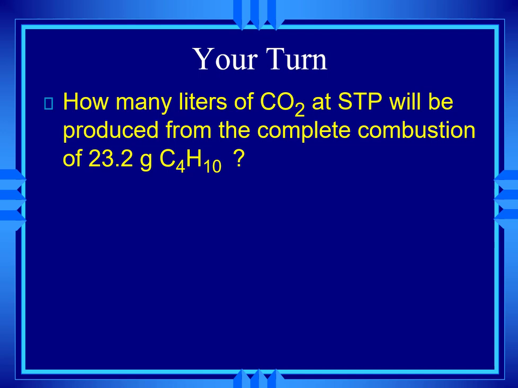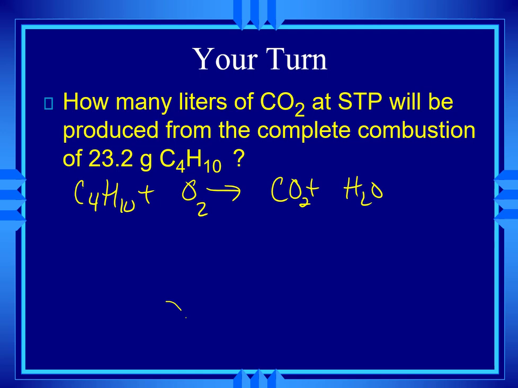How many liters of CO2 at STP will be produced from the complete combustion of C4H10? And I'll do the hard part. While you're copying, I'll balance the equation. 4 carbons, 4 CO2s, 10 hydrogens, 5 H2Os. That's 8 and 5, 13. Can't do 13. So give me 2 C4H10s, that gives me 8 CO2s, 10 H2Os, 8 and 10 is 18, so I can put a 9 in front of O2.